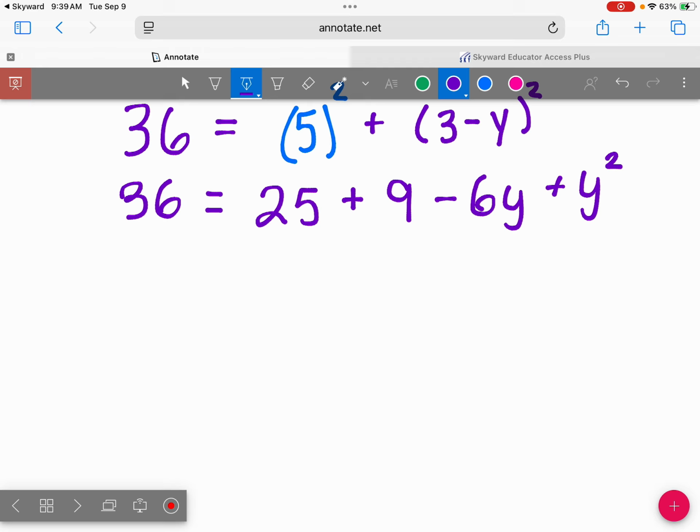I'm going to do a little bit of shuffling because I don't like having my y squared at the end. So I'm just going to rewrite things. We're going to have our 36 equals our y squared minus 6y. And I'm going to add together my 25 plus 9. That's going to give me a 34.